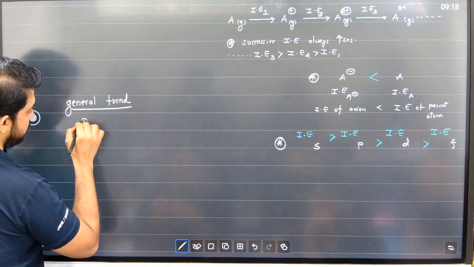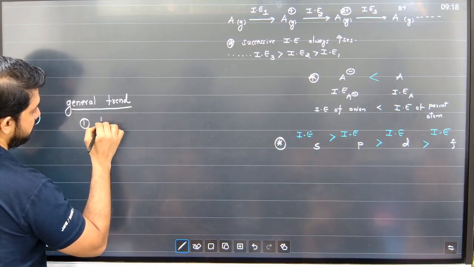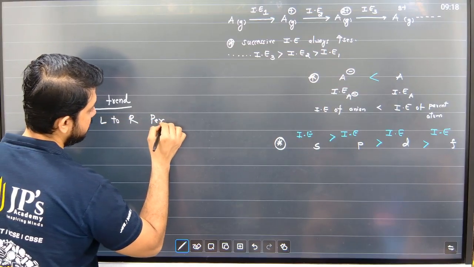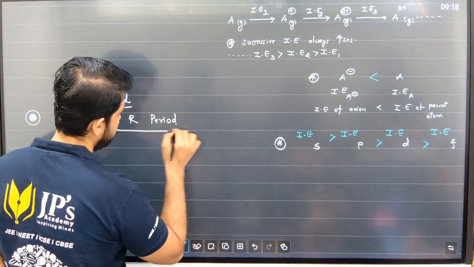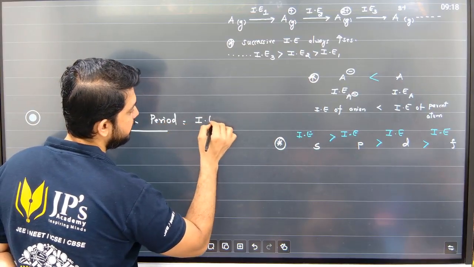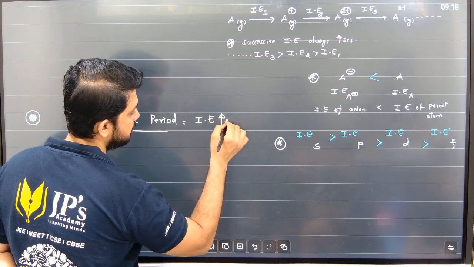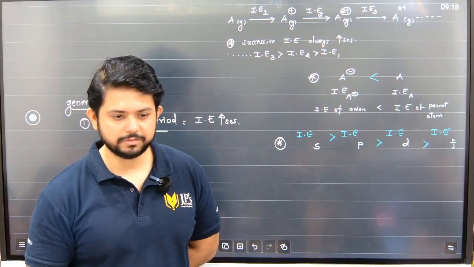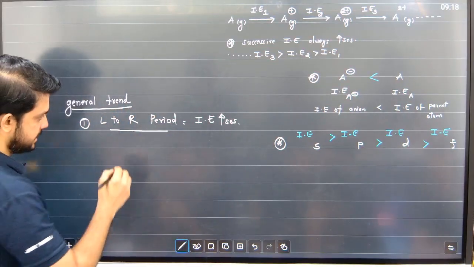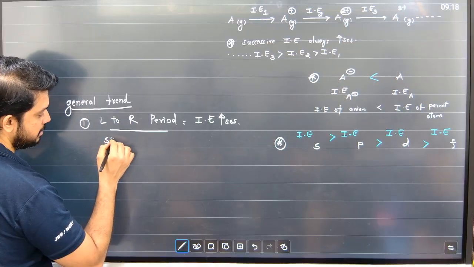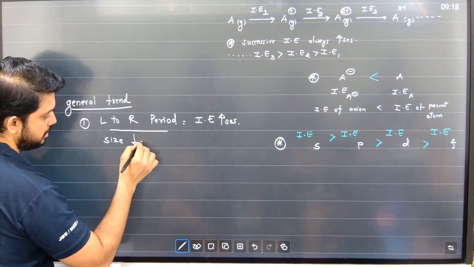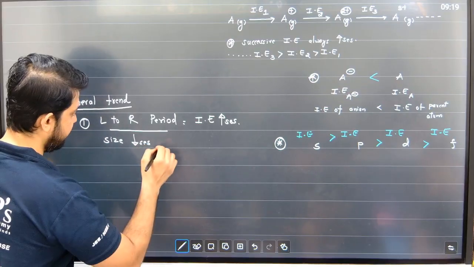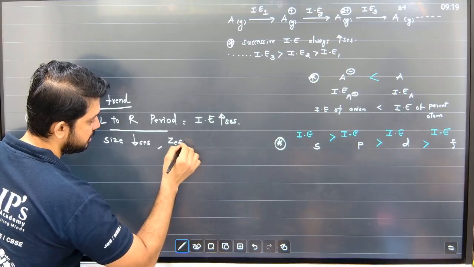So पहले period कर ले. Left to right in a period, ionization enthalpy increases. Can someone tell me why does ionization enthalpy increase from left to right in a period? Nuclear charge. Size decreases. And और क्या होता है people? Nuclear charge, Z effective will increase.